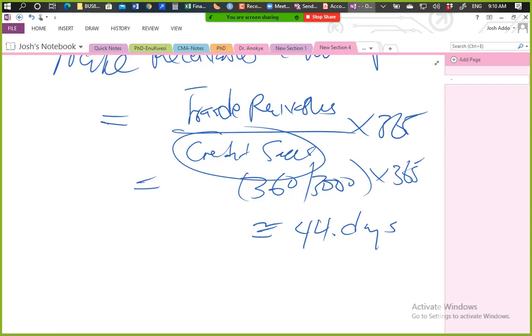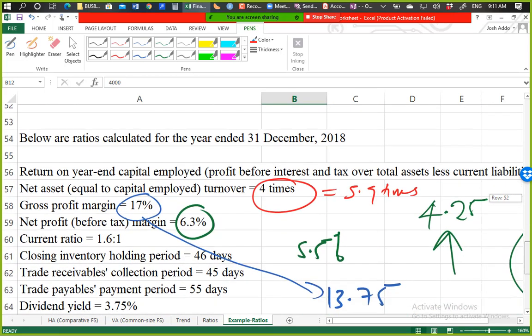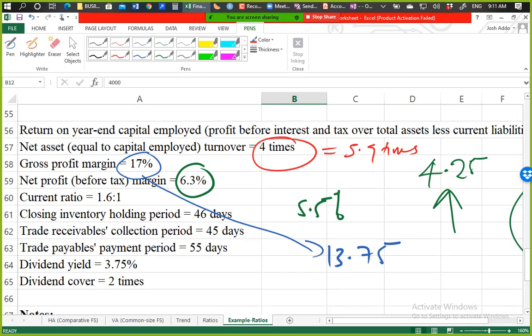But we do well to compare this current figure with previous year's figure and see whether we are improving or we are worsening. So if you go back to the question, you will see the figures are there. Trade receivables collection period, 45 days previous year, we have only reduced it by 1 day. So it's almost the same.